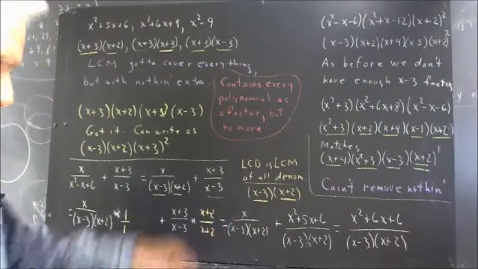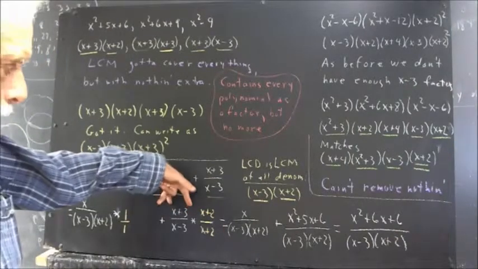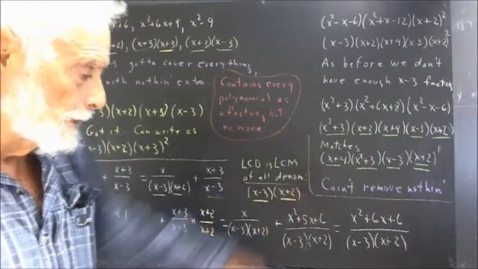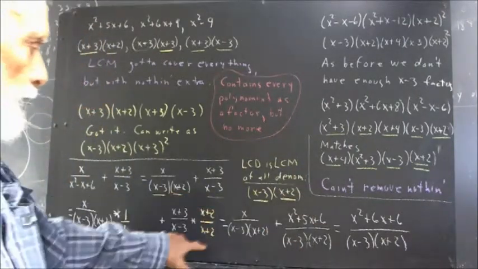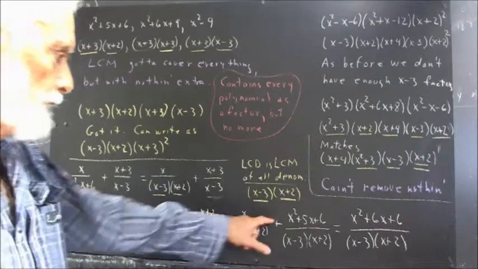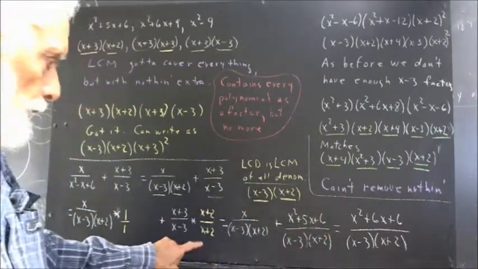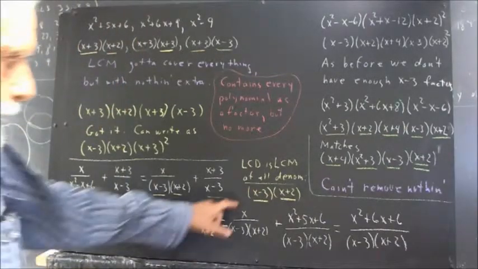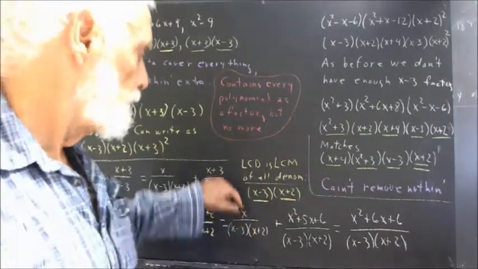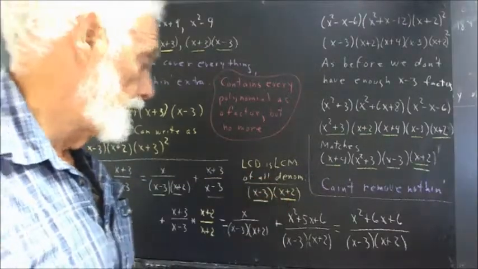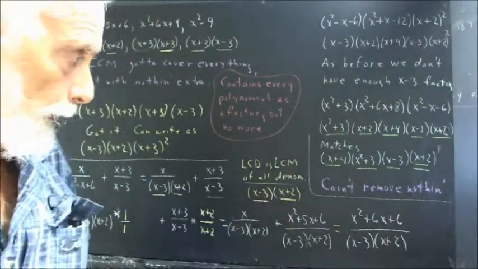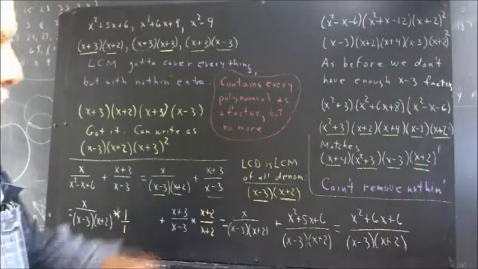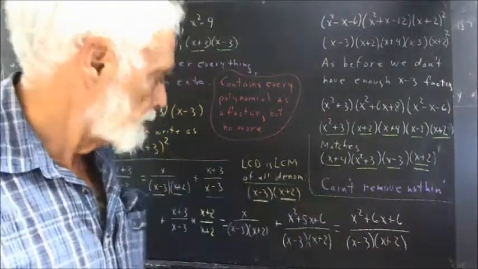Now, I'm running out of board space, so I went ahead and multiplied x plus 3 by x plus 2 to get x squared plus 5x plus 6, so that this fraction here is expressed as x squared plus 5x plus 6 over our common denominator. This one, of course, has always been over that common denominator. So now we can add the two numerators, and it would have been nice if I'd done that correctly. Actually, I did.